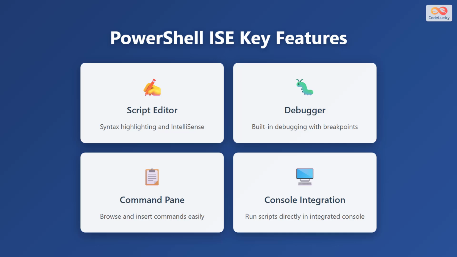PowerShell ISE comes with several essential features that make scripting easier. First, it includes a script editor with syntax highlighting and IntelliSense, which helps you write code faster by suggesting commands and parameters as you type. Second, it has a built-in debugger that lets you set breakpoints and step through your code to find and fix errors. Third, the command pane allows you to browse available PowerShell commands and insert them directly into your scripts. Finally, the console integration means you can run your scripts immediately and see the results in the same window, making testing quick and convenient.